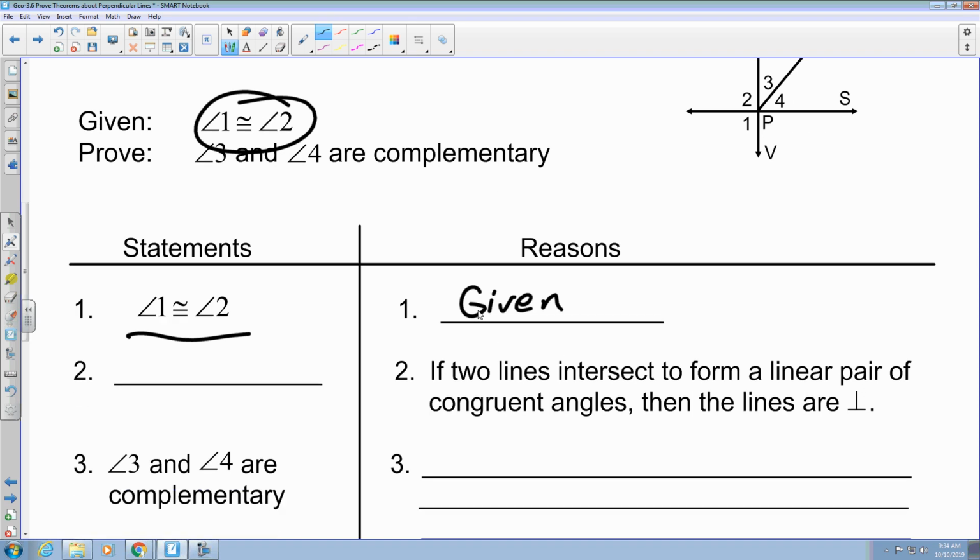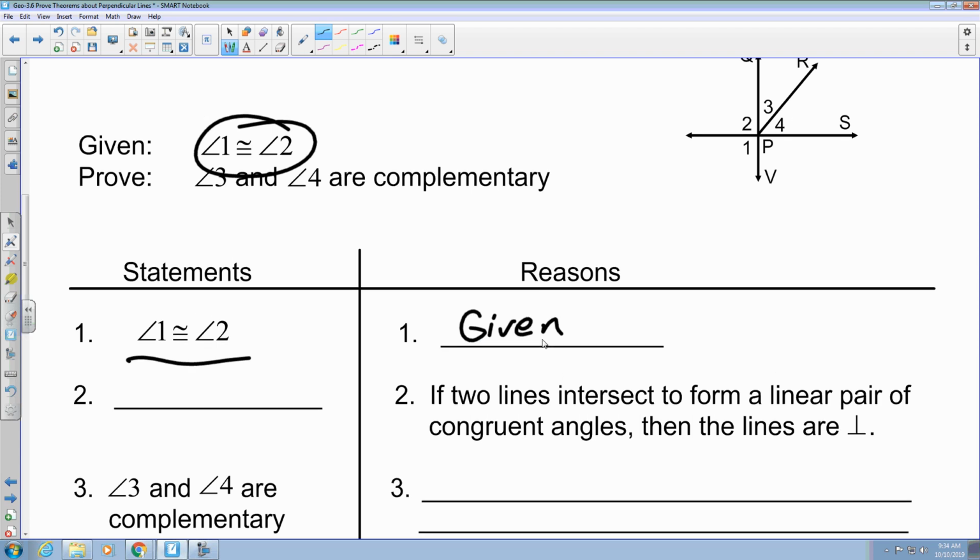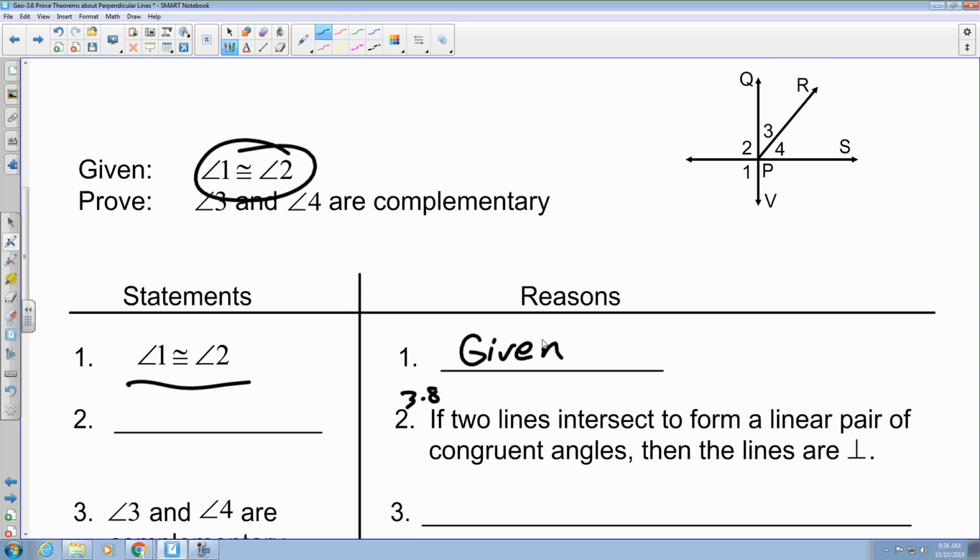Next, it says if two lines intersect to form a linear pair of congruent angles, then the lines are perpendicular. So that comes from Theorem 3.8. And since that is the reason for this, the statement is going to be that PQ is perpendicular to PS.